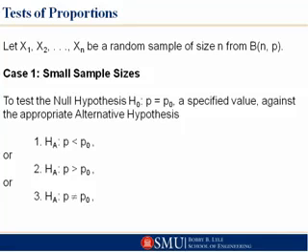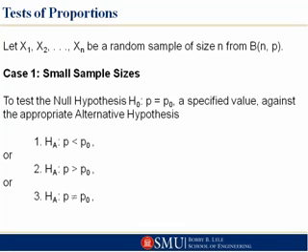Concept of hypothesis testing, we can work with it in proportions. So let X1 through Xn be a random sample of size n from a binomial distribution with n and p as our two parameters, as we've talked about with the discrete distributions. Case 1, how do you structure your hypothesis testing?